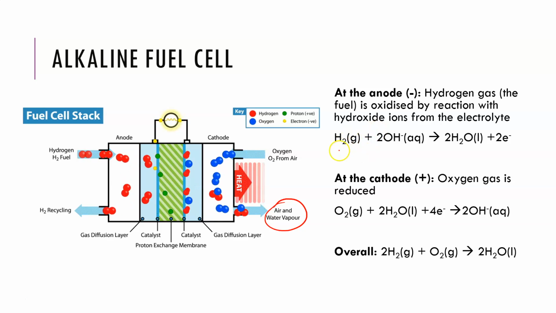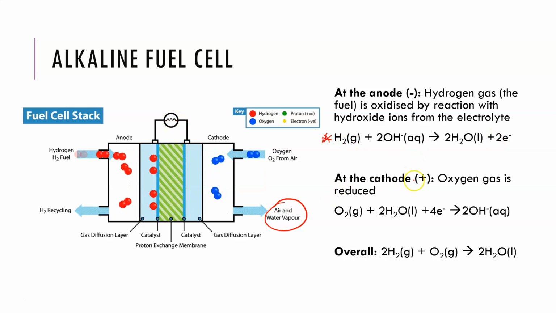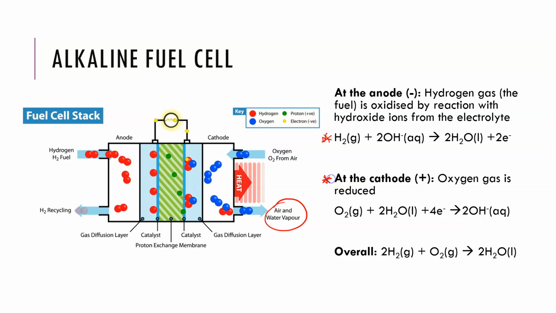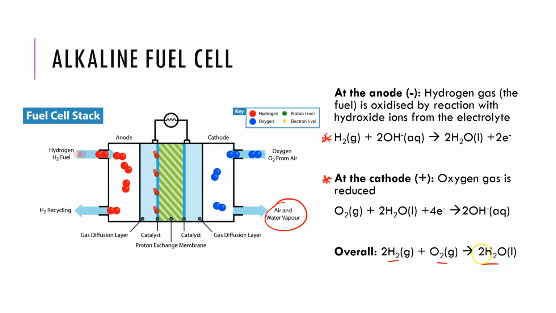So at the anode, hydrogen gas is reacting with hydroxide to produce H2O and 2 electrons. This is from your electrochemical series. At the cathode, oxygen is reacting with water and 4 electrons to produce 4 OH-, again from your electrochemical series. So overall, we have hydrogen reacting with oxygen to produce H2O, and this is the combustion equation for hydrogen as the overall equation.